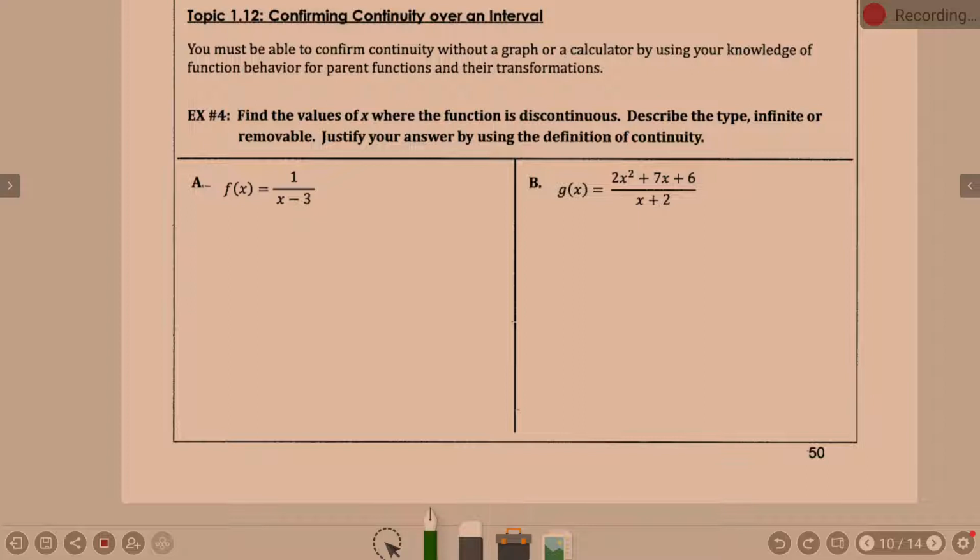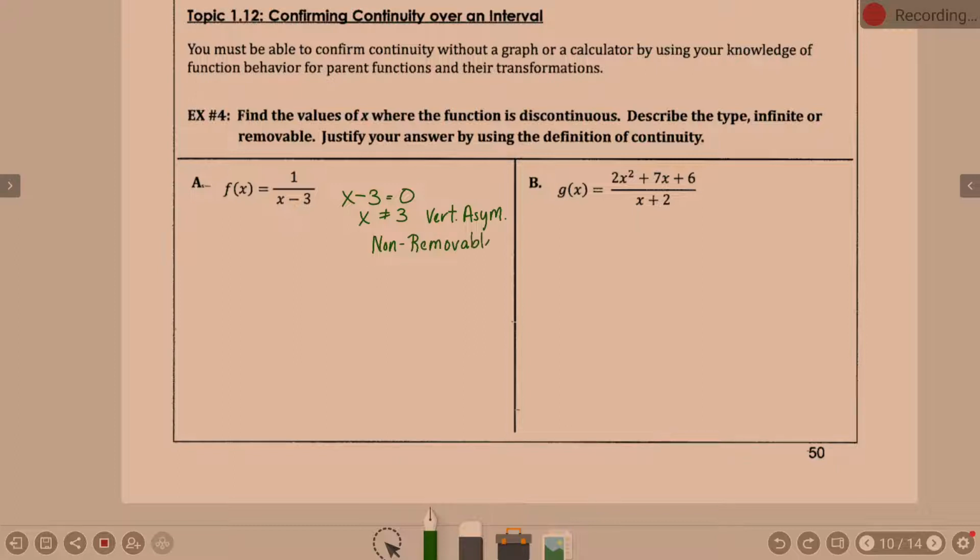Thoughts on this problem? Three is an asymptote, right? Because when we set that denominator equal to 0, then x basically cannot equal 3. And we know that is a vertical asymptote. What's the vocabulary we know for a vertical asymptote? Non-removable. Okay. So we know it's going to be non-removable.